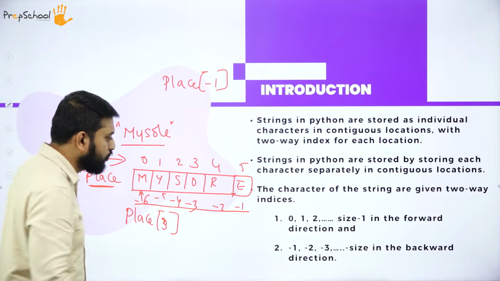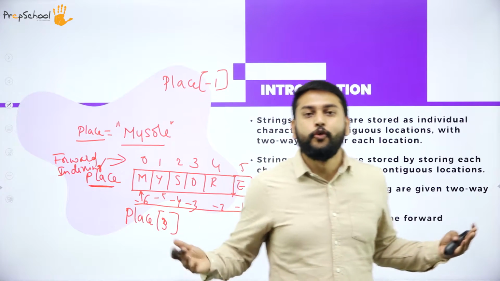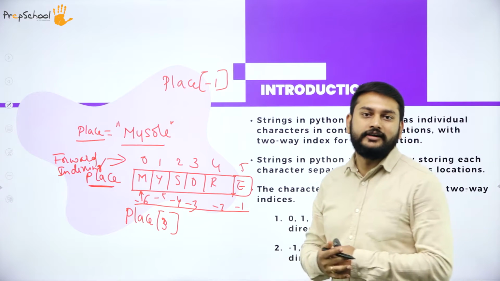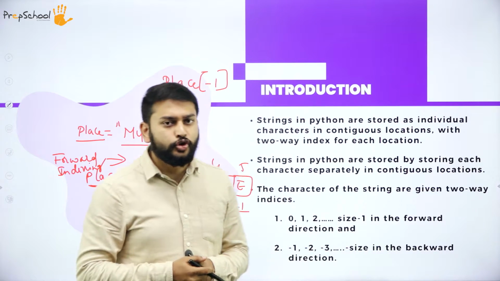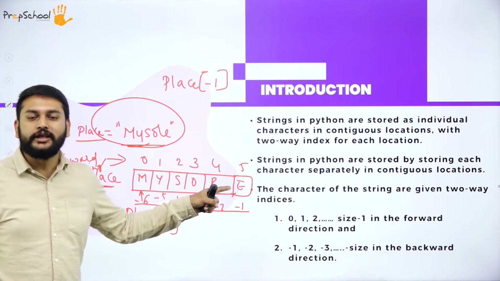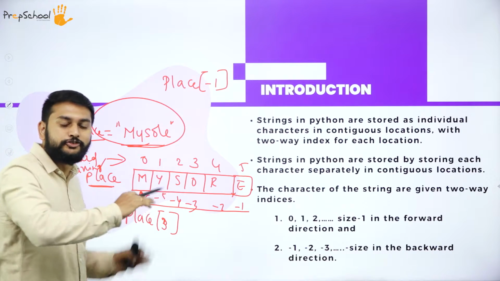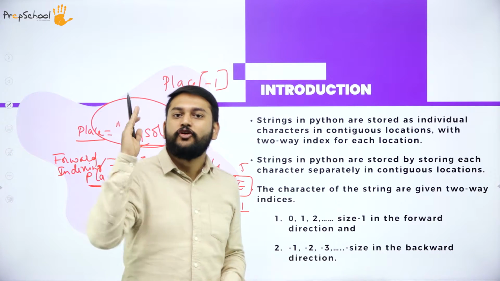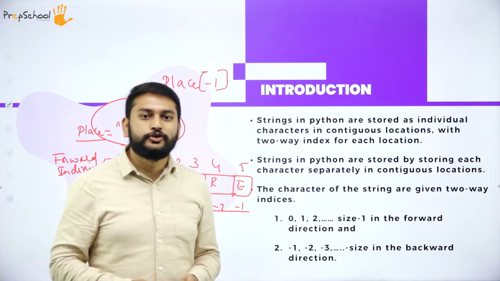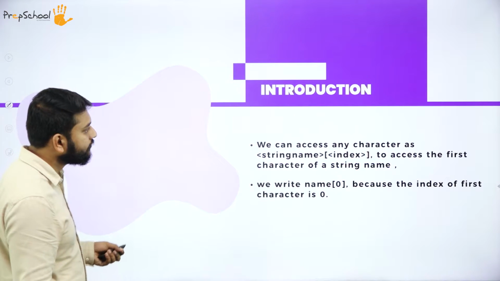So in the same way, you can use both backward indexing as well as forward indexing if you want to access any of the characters in the string. That's what you have to understand. So you understood what strings are, how exactly you store them in memory, and how exactly you access them with the help of two types of indexing: forward indexing and backward indexing. So moving on to the next concept.